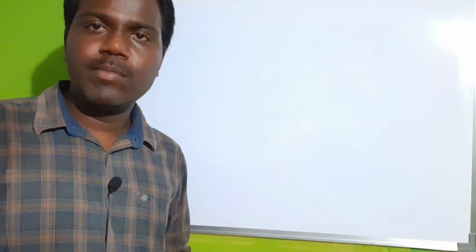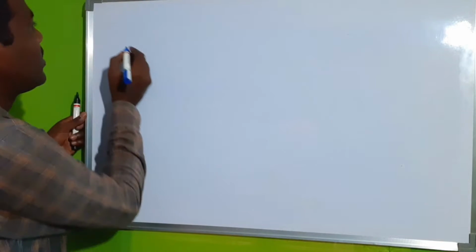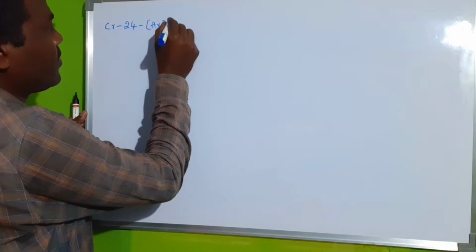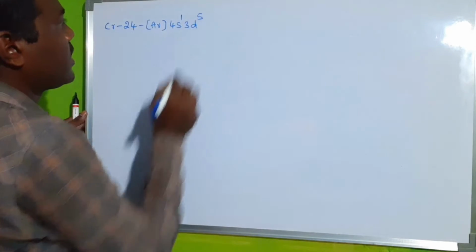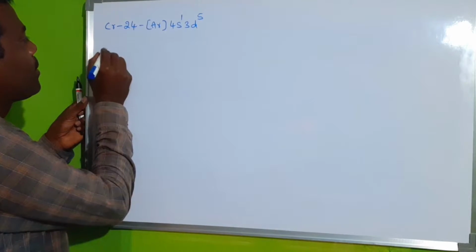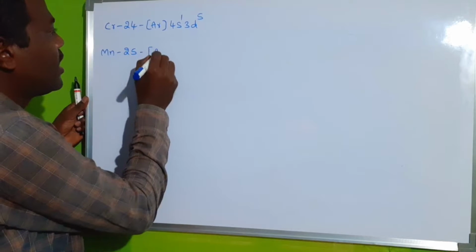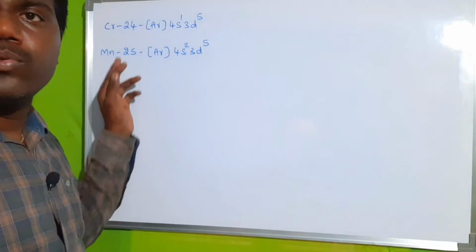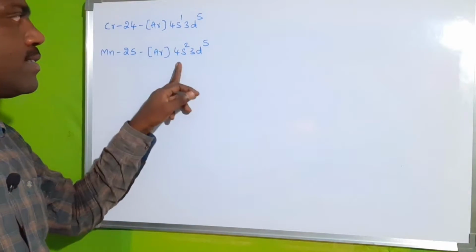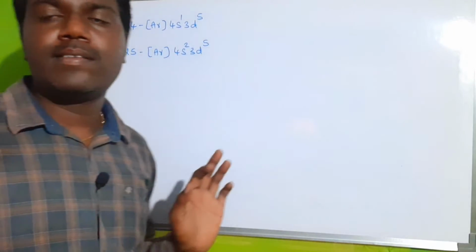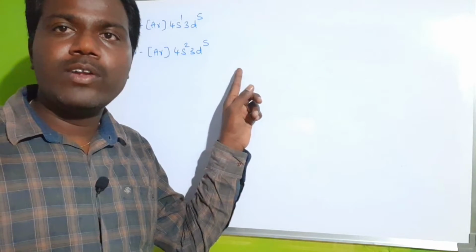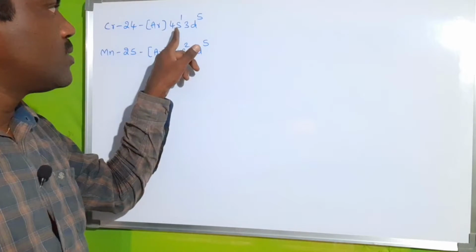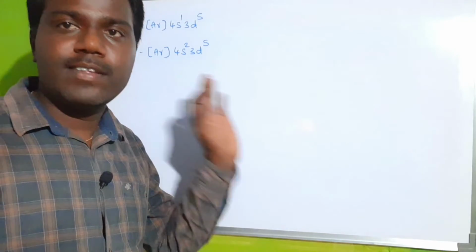Let us calculate the sigma value for chromium and manganese. Chromium atomic number is 24. Electronic configuration is argon 4s1 3d5. Manganese atomic number is 25. Electronic configuration is argon 4s2 3d5. If we observe these two elements, the electron difference is in the 4s orbital, and 3d contains the same number of electrons. Here they ask to calculate the Z effective value for 3d electrons. That's why we should consider only the 3d orbital, no need to take the 4s orbital while calculating the sigma value.